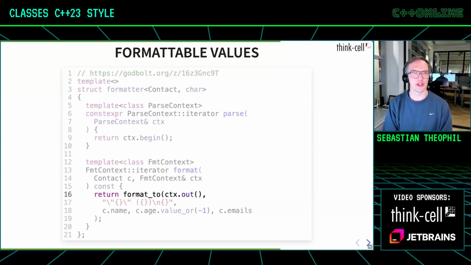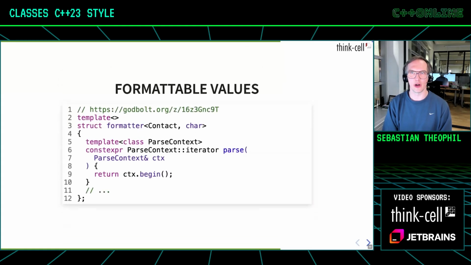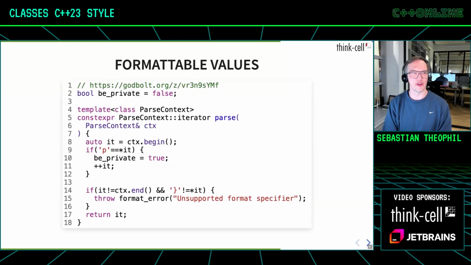Okay, the other function was the parse. Implementing the parsing is also relatively simple, so you get that parsing context. The parsing context contains an iterator to the format specifier. So let's say we want to have a very simple format specifier that is only a P, so we can write a P if we want our format to be very private. And if it's private, I think it won't mention my age.